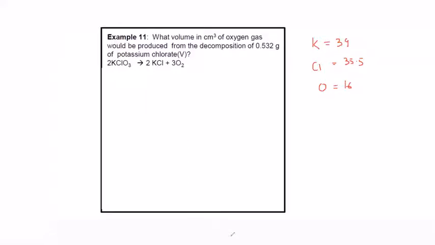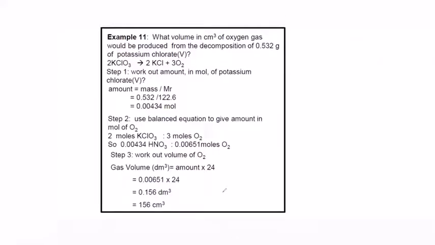Okay, let's check the answer. It's 156 cm cube. The question is volume. So first, you have 0.53 grams of potassium chlorate, you get the moles. Using a mole ratio of potassium chlorate, you get the moles of oxygen. And from moles of oxygen multiplied by 24, you will get the volume. Because the question was to find the volume of oxygen, not the mass of oxygen. Is it clear?